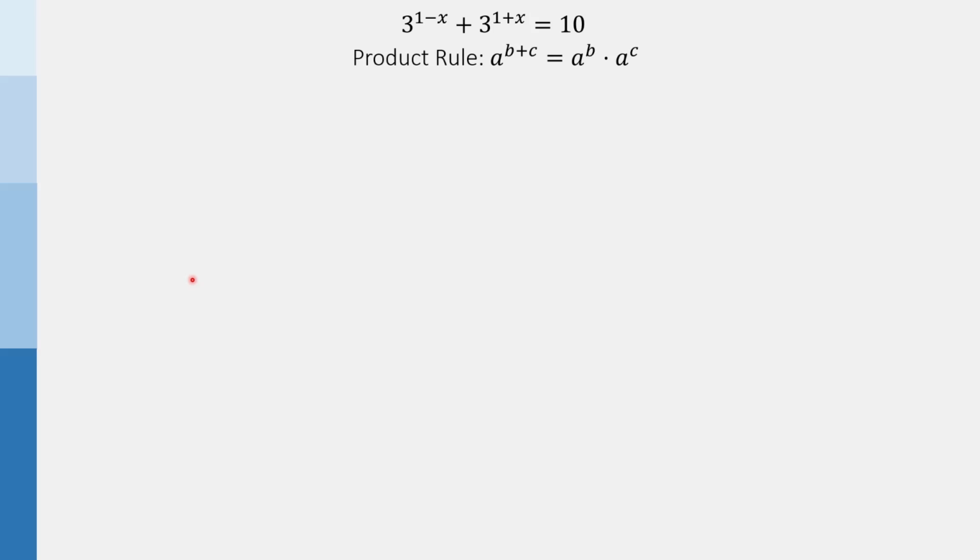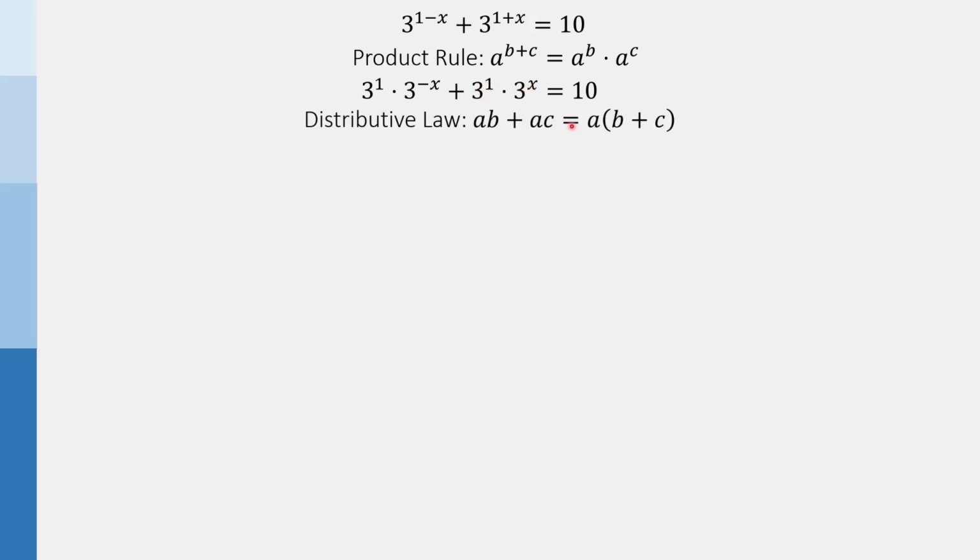The first step is separating the 1 and the x, using the product rule. Once we accomplish that, we have 3 to the power of 1, and 3 to the negative x, 3 to the 1, and 3 to x being multiplied over here.